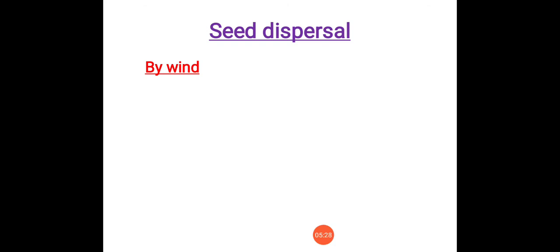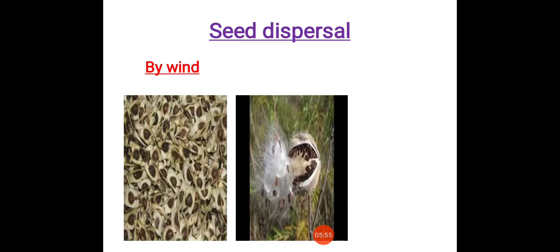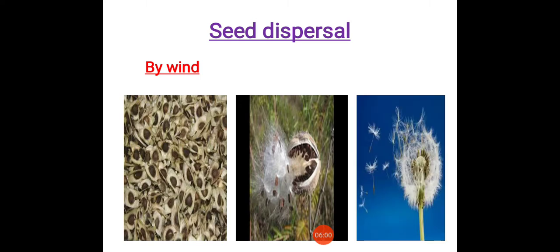Seed dispersal. The seeds are dispersed by wind, water and animals. The seeds dispersed by wind are such as drumstick, silk cotton or cotton plant or devil plant. The seeds are dispersed by wind.